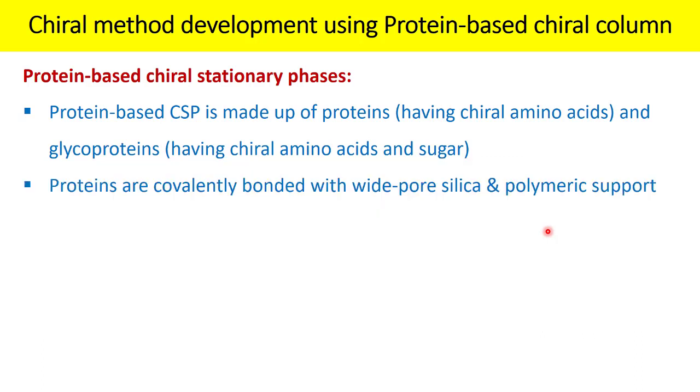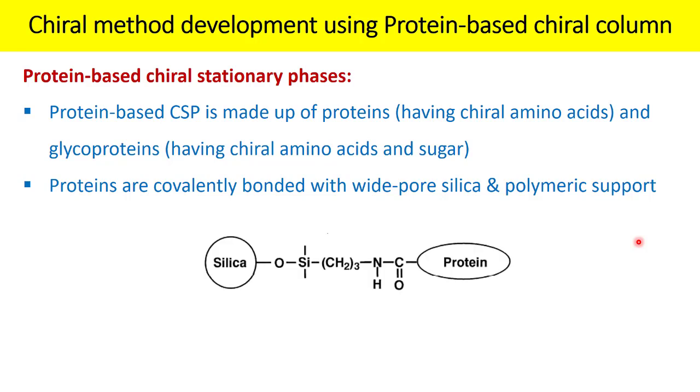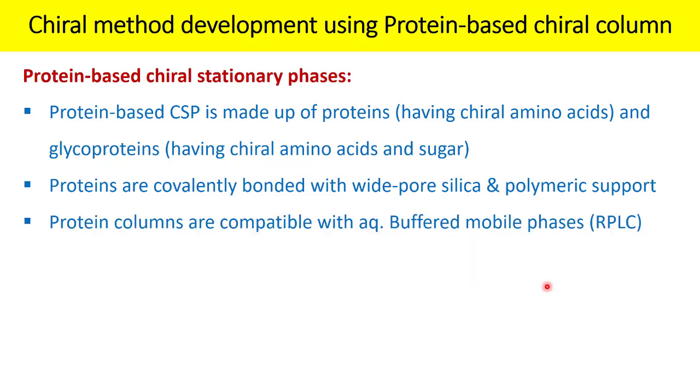So these proteins are covalently bonded with wide pore silica or sometimes a polymeric support. You saw the protein structure in the last slide. That kind of protein structure is bonded covalently with the wide pore silica. So you can imagine that there is a silica support and then there is a protein molecule, and this forms the chiral stationary phase. So protein columns are compatible with aqueous buffered mobile phase.